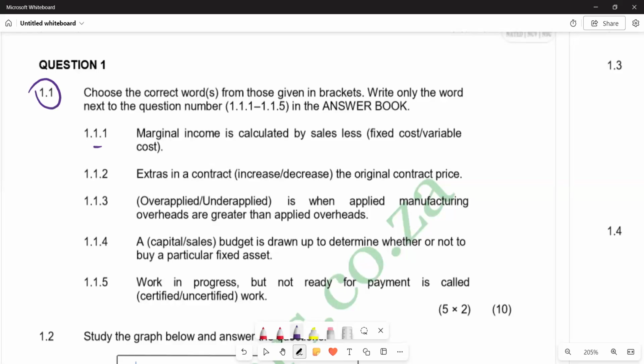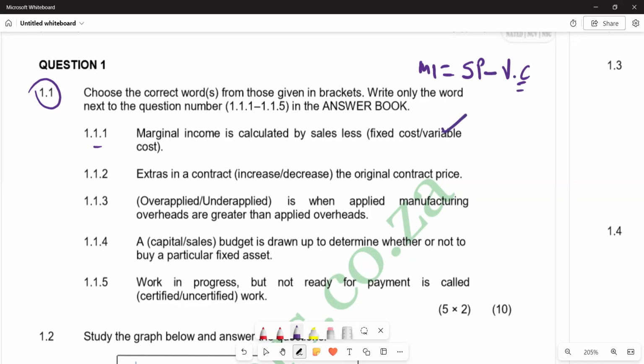Remember, when you are calculating marginal income, we are going to say our sales, and then we less our, usually when you're expressing it in units, you're going to say sale price per unit, and then you subtract variable cost per unit. So you'll see that variable cost is the response that we have there according to the question. So we have a variable cost being the correct answer.